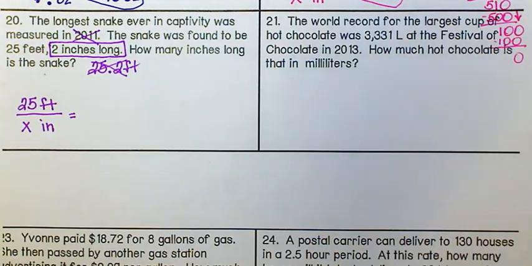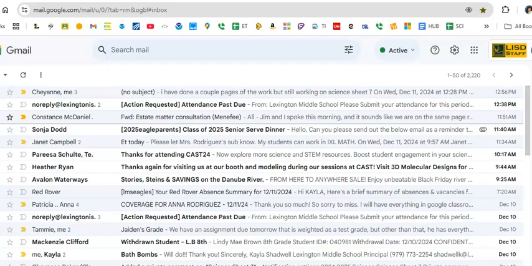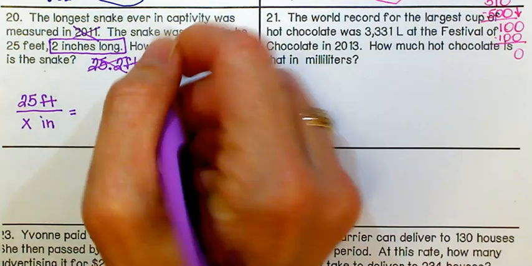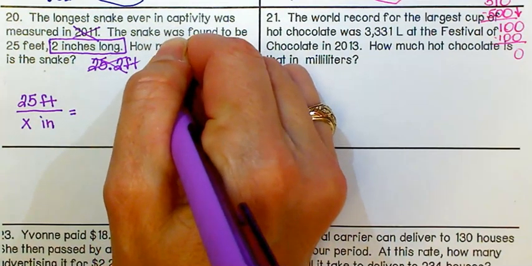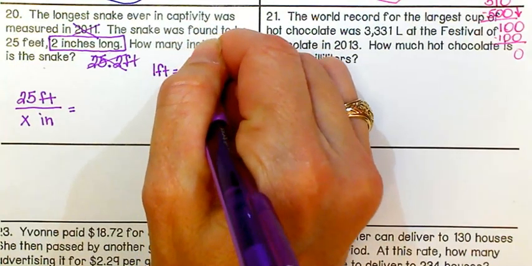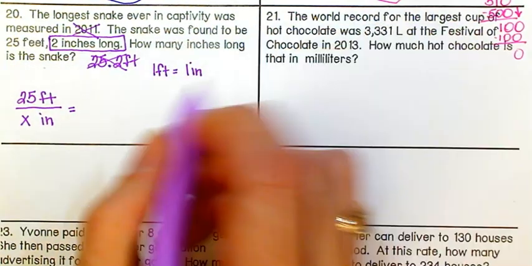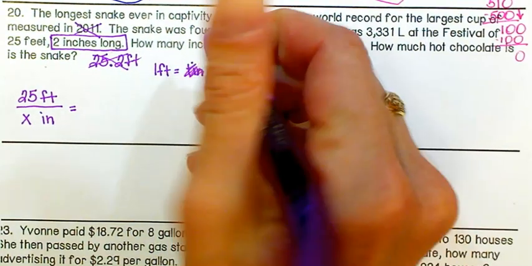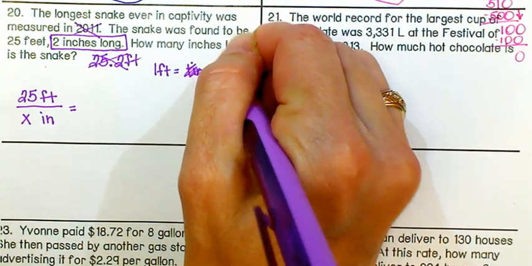Unless you have this memorized, we're going to take a quick look at our formula chart. Where's my formula chart? There it is. Okay, and I need something that's going to convert feet to inches. So here it is. 1 foot is equal to 12 inches. Okay, so I'm going to write my conversion factor right there. 1 foot is 12 inches last time I checked.